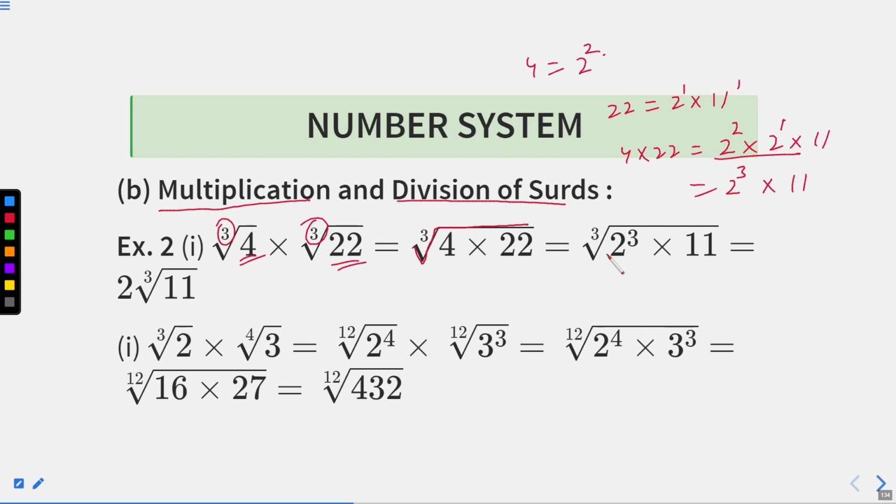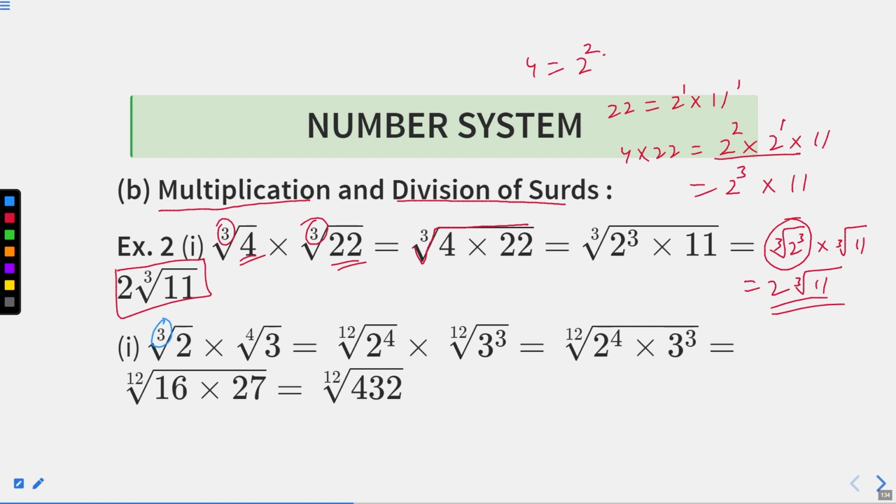So using properties I can break it down: the cube root of 2 cubed multiplied by the cube root of 11. From the property it is equal to 2, and the other things are the same. So here is the answer. Let's see the next one.